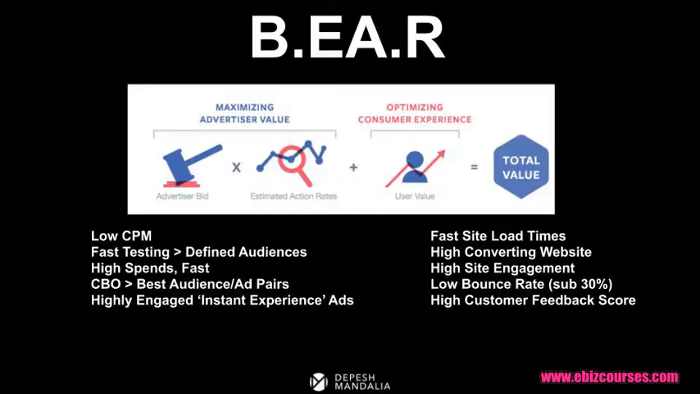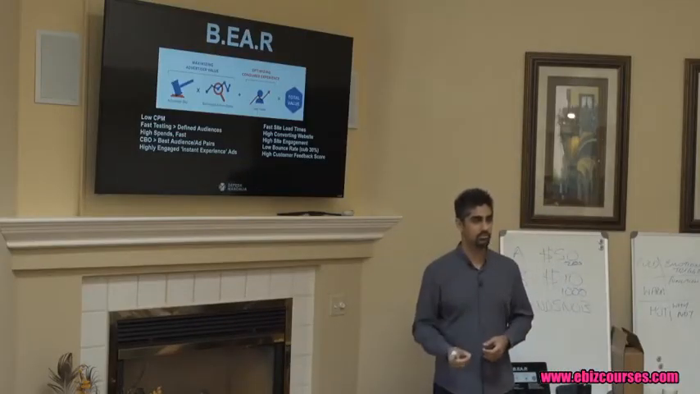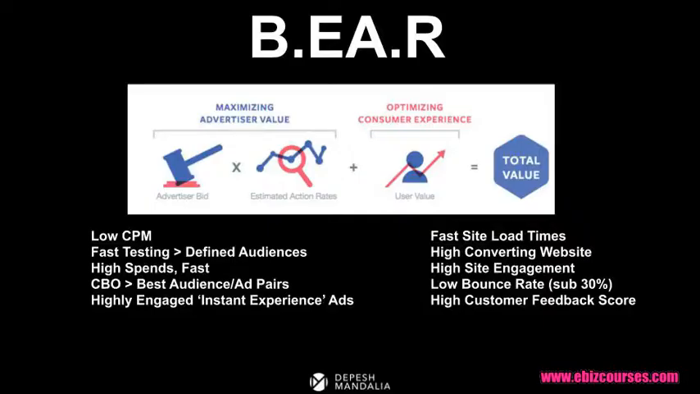High spends fast, so the CBO helped there. We had highly engaged instant experiences, so that collection format is part of Facebook's instant experiences. It only works on mobile, but the format works extremely well. On the website, we had really fast load times. I've not seen a faster load in an e-com store than this. Had a high converting website. They spent a lot of time on CRO, testing, analyzing, optimizing. High site engagement, low bounce rate, and a high customer feedback score of like 4.7, 4.8.